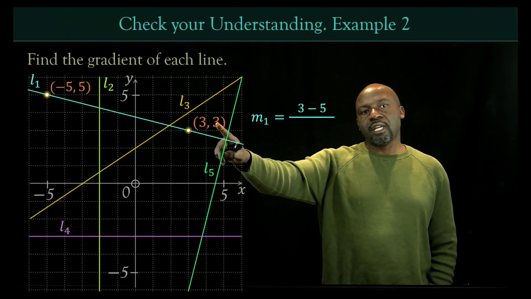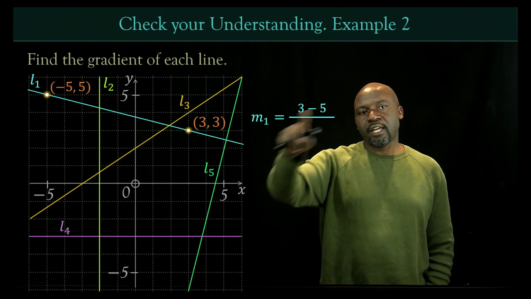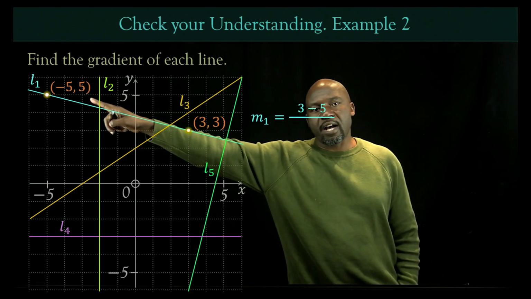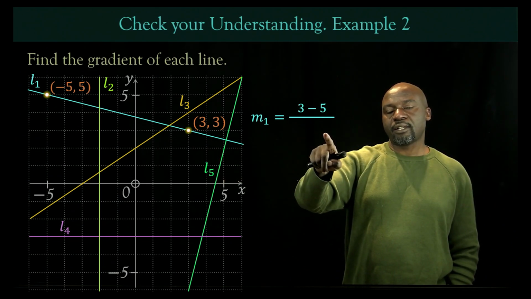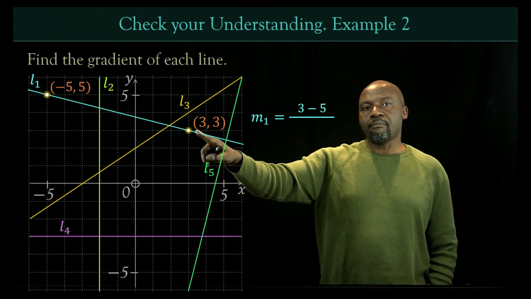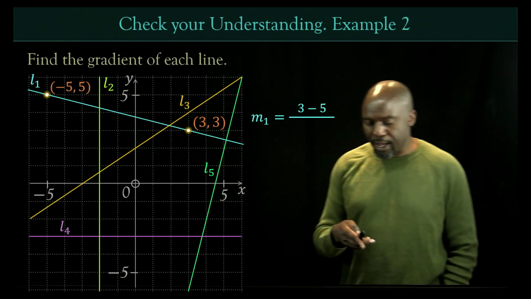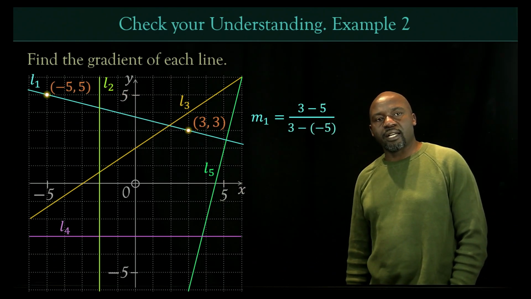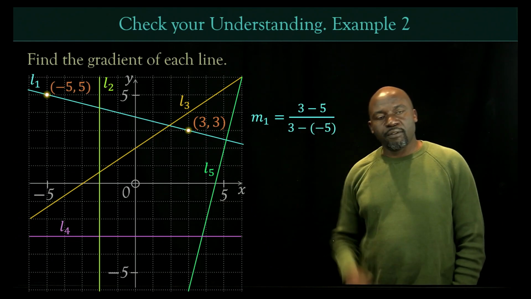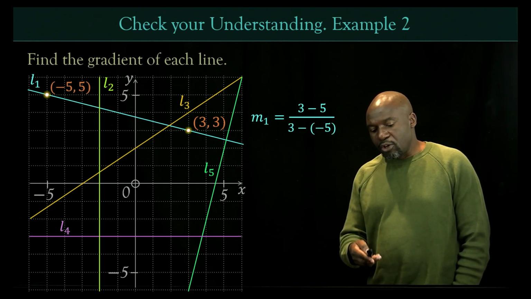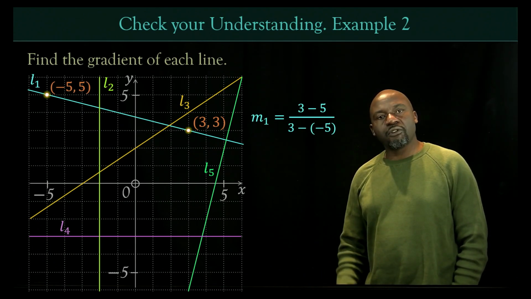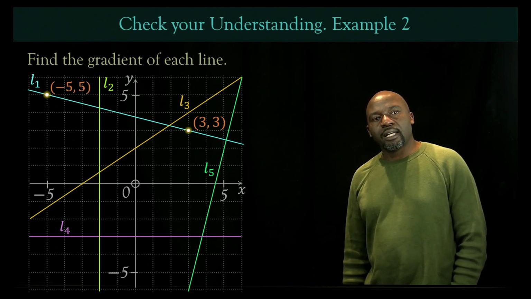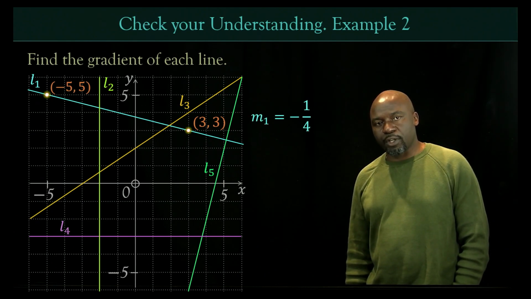So therefore we have 3 for y, for the numerator there, 3 minus 5, and for the denominator, which is x2 minus x1, we have 3 minus -5. The numerator gives us -2, and the denominator gives us 8. Okay, so -2 over 8 is -1/4. So we know the gradient of line 1 has to be -1/4.